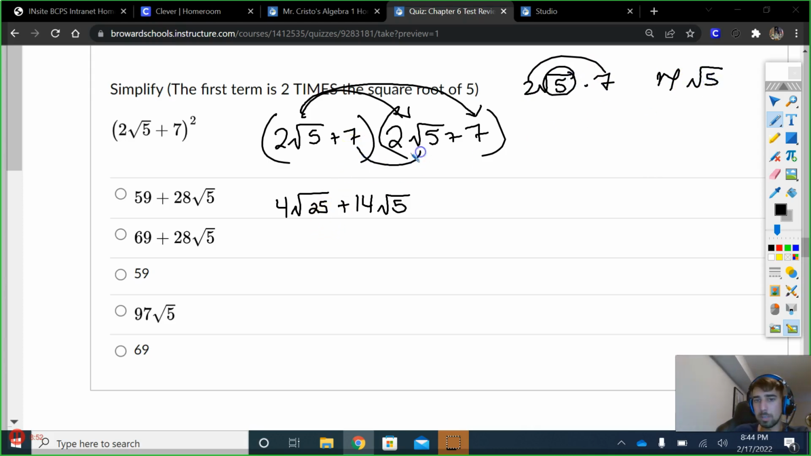Now I've got to do 7 times 2 radical 5, which I just did. Again, 7 times 2 is just going to give you 14, and then you're left with radical 5. And then 7 times 7 is going to give you 49. These two right here, you guys can always combine them.